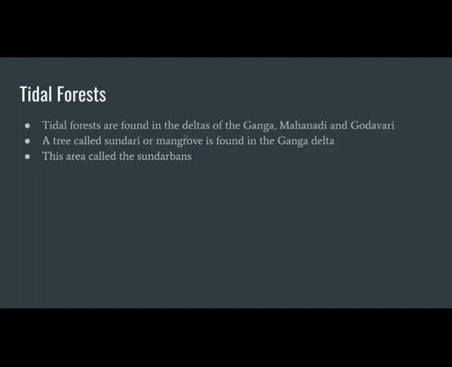Tidal forests are found in the deltas of the Ganga, Mahanadi and Godavari. Deltas are formed by the Ganga, Mahanadi and Godavari, and in these places we can find the tidal forest, tidal trees. A tree called Sundari and mangrove is found in the Ganga delta. So the trees we can see in the delta region are especially the Sundari tree or mangrove tree.